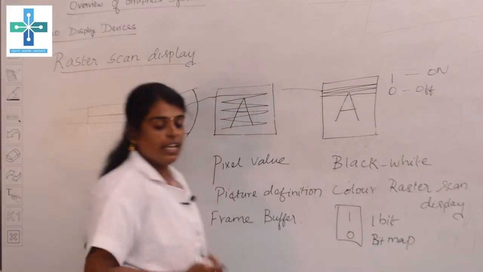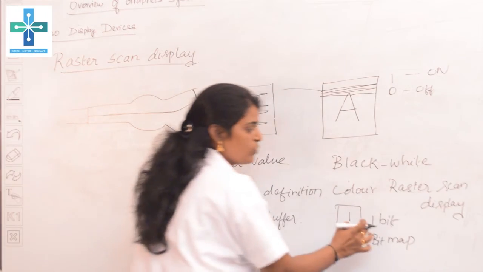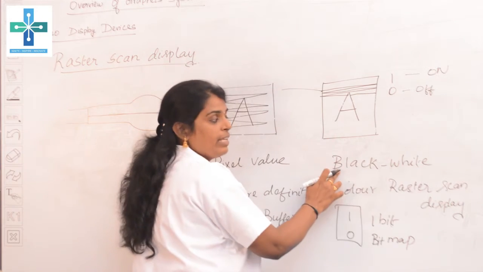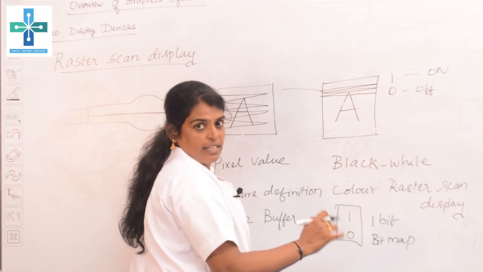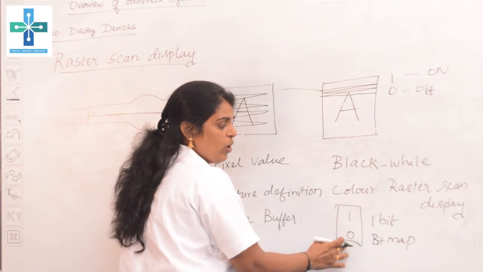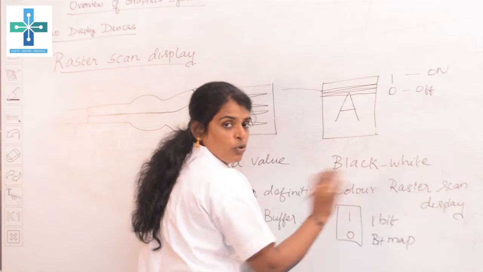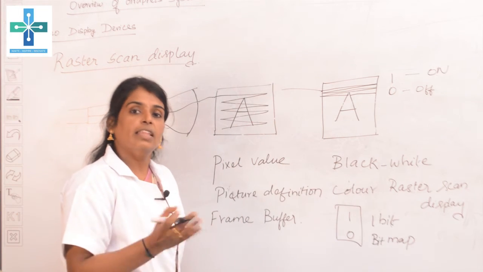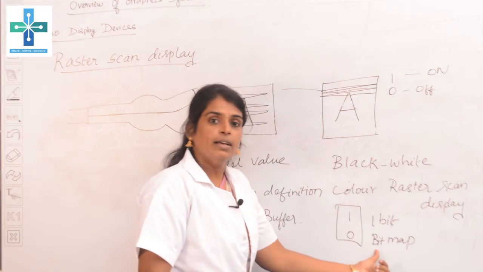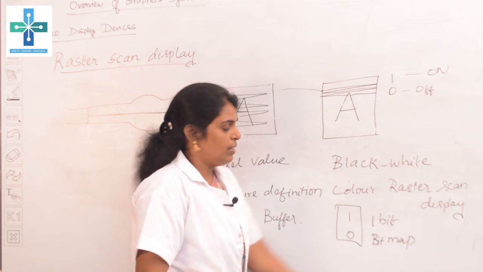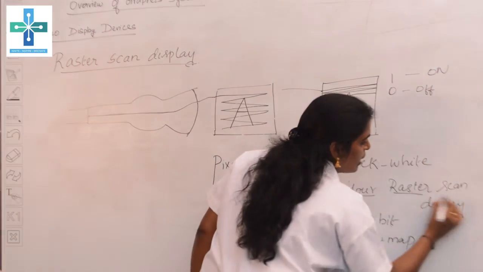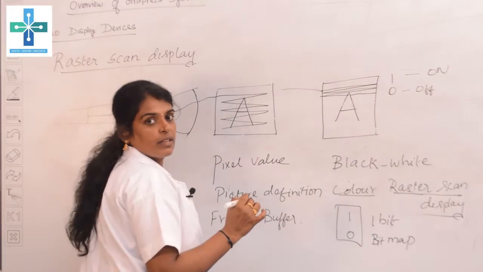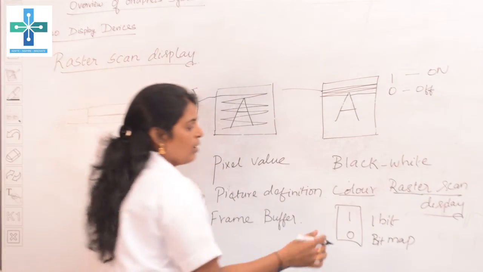I am repeating it again. When we are storing this 1 bit of information in the black and white raster scan display, the intensity is 1 and 0, and this 1 bit of information should be stored in the frame buffer. Then that buffer is called what, Anitha? It is bitmap.